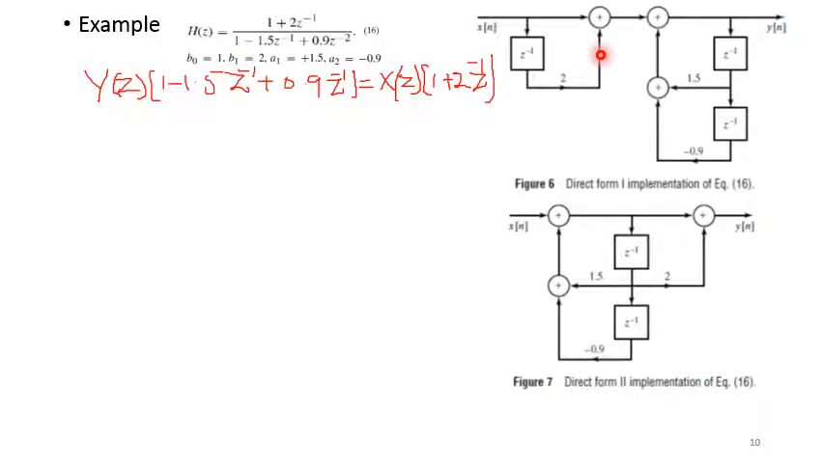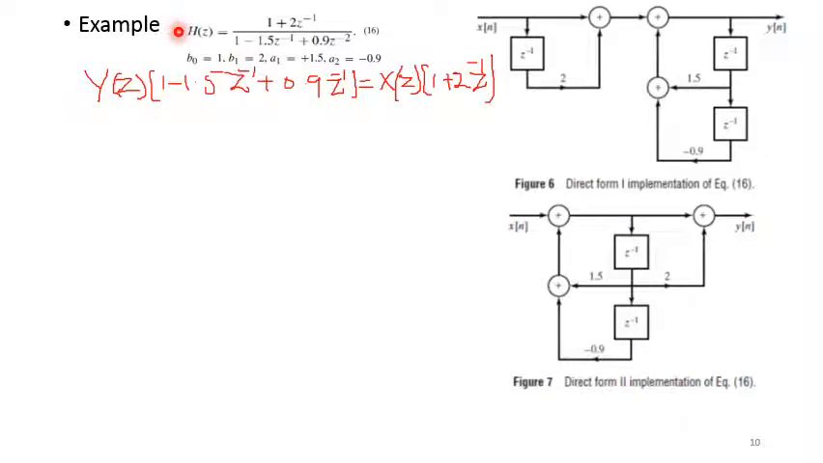So to implement it in direct form 1, we have x of n, which is delayed by one unit and multiplied by 2, right? 1 plus 2 z inverse, so it will be z inverse times 2, and that's summed here. And then for y of n, it is delayed by 1 unit and scaled by a factor of 1.5. Again, it's delayed by 1 unit and scaled by a factor of minus 0.9. So this is the direct form 1 implementation of this system.